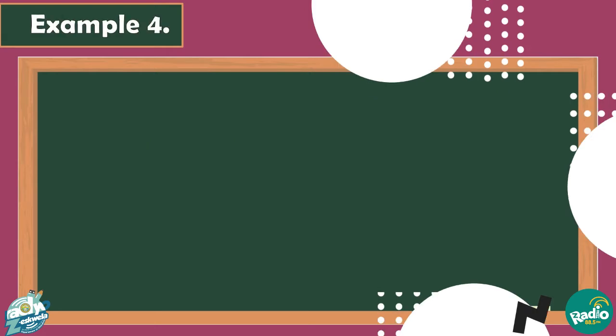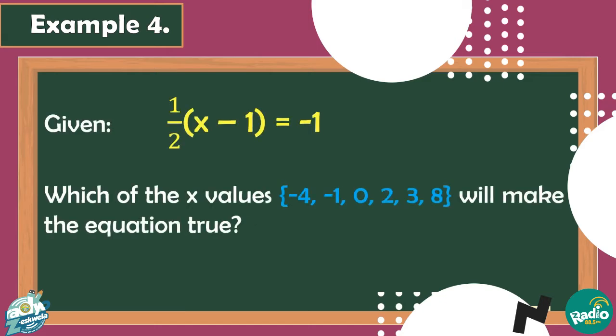Let's further understand the concept of mathematical equation. Let's answer this example. 1/2 times the quantity x minus 1 is equal to negative 1. Which of the x values? Negative 4, negative 1, 0, 2, 3, 8 will make the equation true.